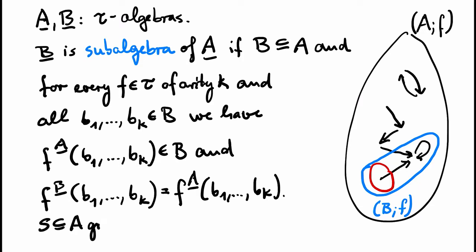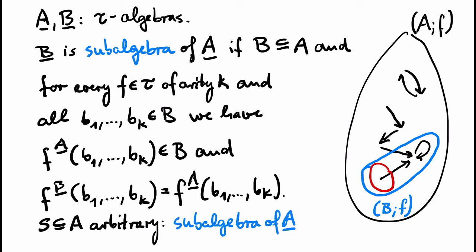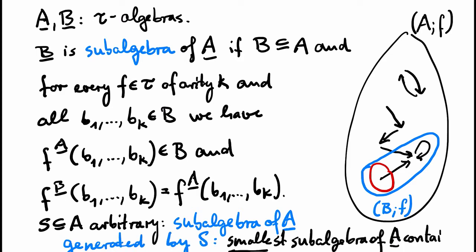If S is an arbitrary subset of A, it might not be the domain of a subalgebra of A, but there is always a smallest subalgebra of A that contains S, which is called the subalgebra of A generated by S. In our example, the blue set is the domain of the subalgebra of A generated by the red set.